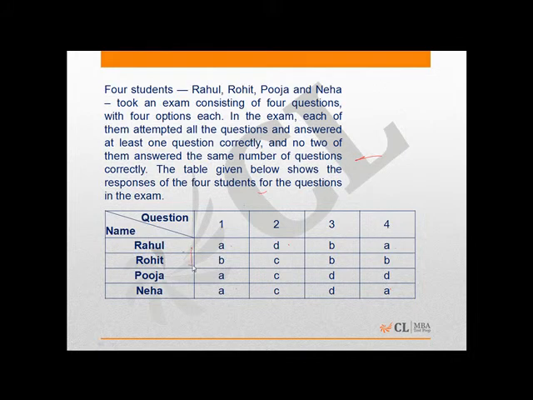That means the correct option for question 1 should be A, for 2 should be C, for the third should be D, and the fourth should be A. In this manner, we see that Pooja has answered the first question correctly and Rahul has answered the first question correctly. Pooja has answered the second question. Rohit has answered the third question correctly. Pooja has answered the third question also correctly.